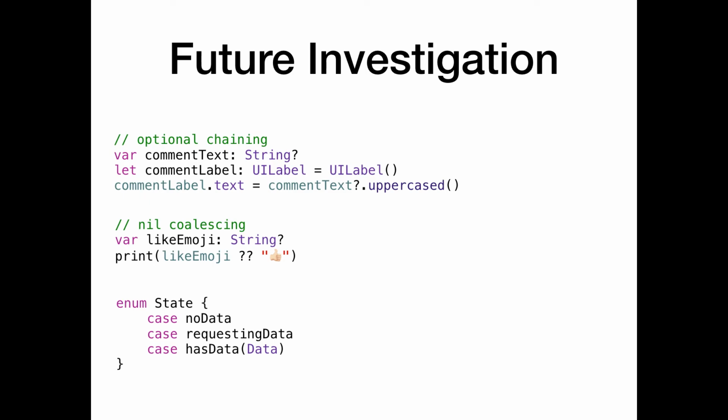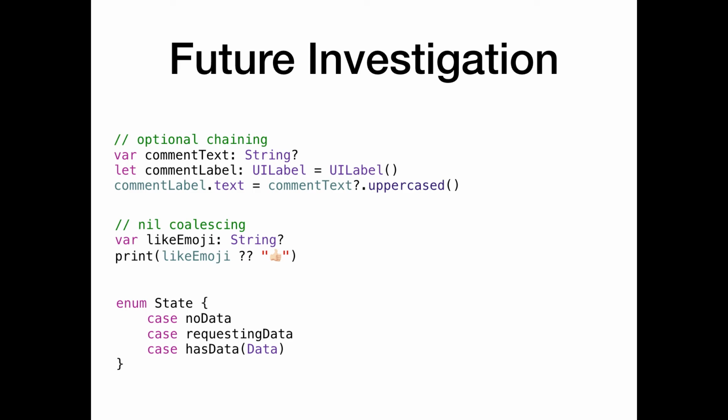If we have some comment text and we don't know if it's there or not, let's say you're writing Facebook and somebody's typing something and you don't know if they've entered any text, and you've got a label and you want to set the label's text to be that text that the user entered, you can add this question mark here, and it says uppercase the comment text if there is comment text, and if there isn't any comment text, then don't do anything, just silently move on to the next line.